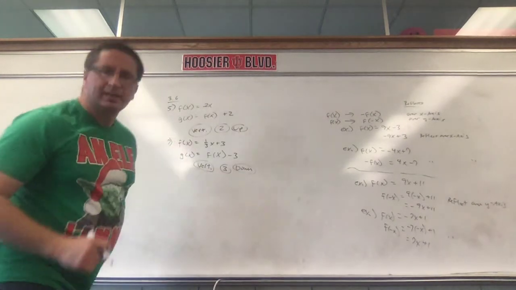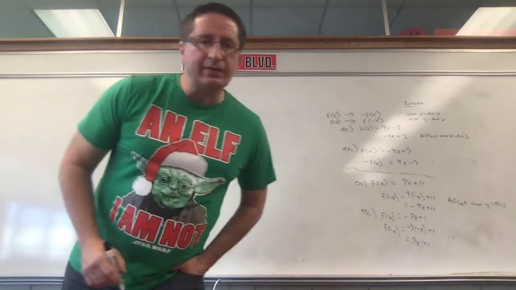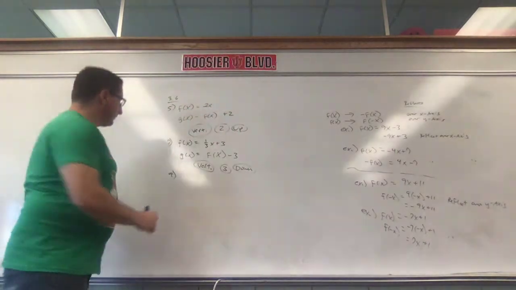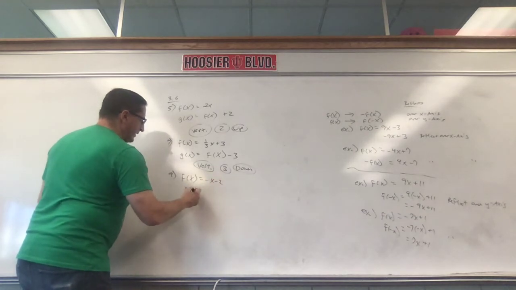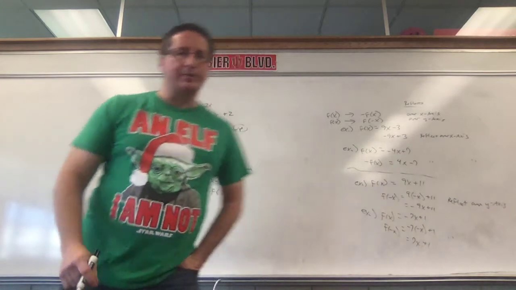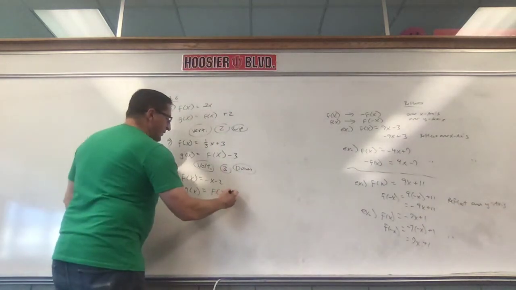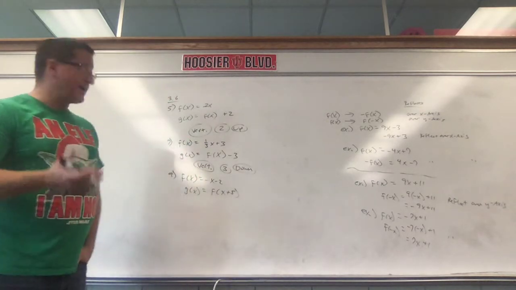Is it number 9? Yes, it is number 9. Question number 9. They give us a function, f of x is negative x minus 2. And then g of x is f of x plus 5. Okay, now we're still adding or subtracting. In this case, we're adding. So we're still sliding, we're still translating it, okay?